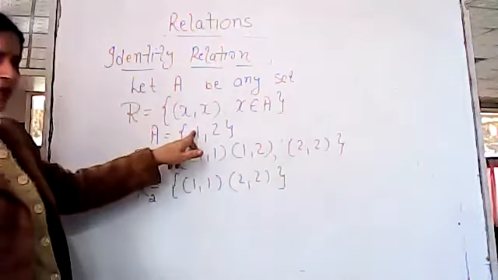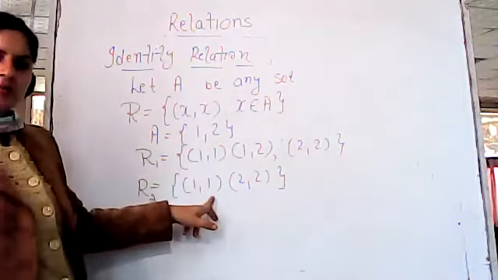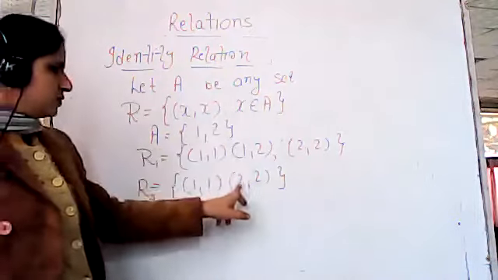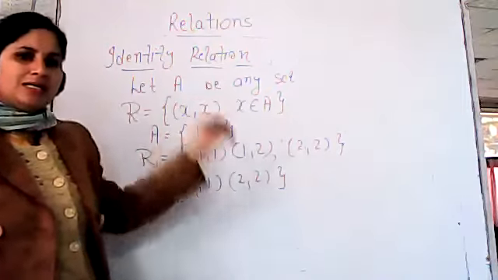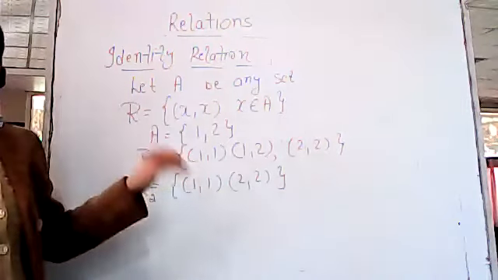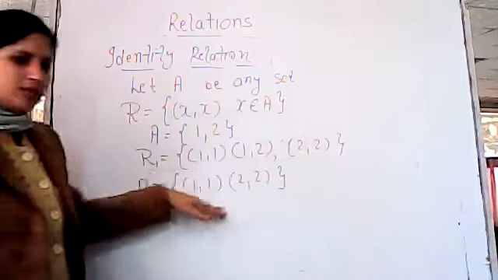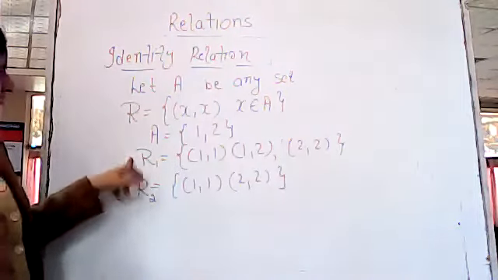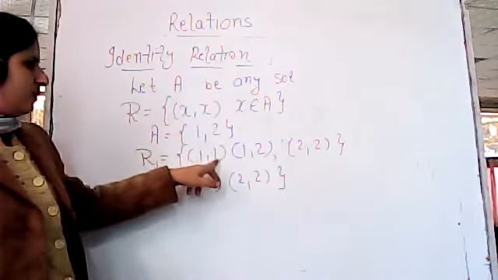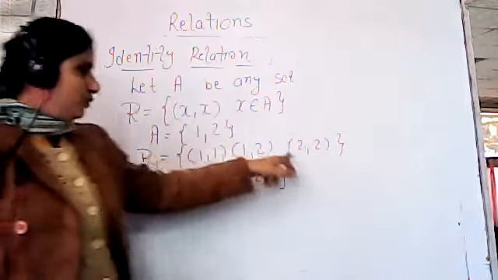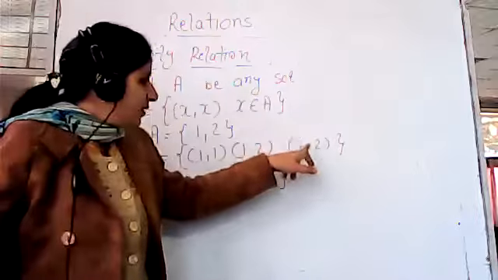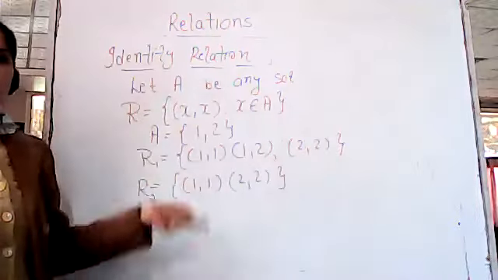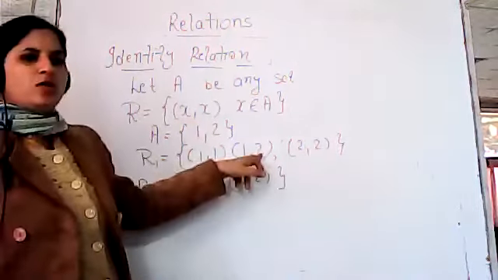That is, first element is 1, 1 is related with 1. Second element is 2, so 2 is related with 2. Besides this, there doesn't exist any ordered pair. So this is identity relation. Now let us have a look at the first relation. For 1, 1, 1 is present. For 2, 2, 2 is present. But beyond these two pairs, we have one more pair, that is 1, 2.